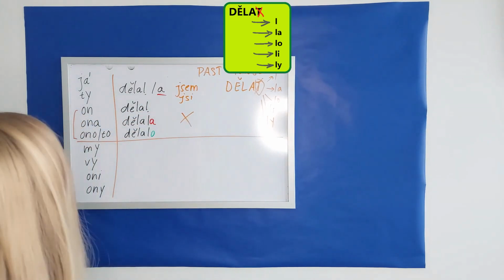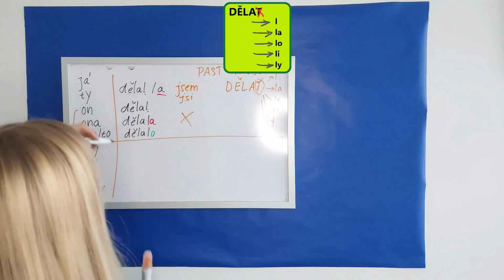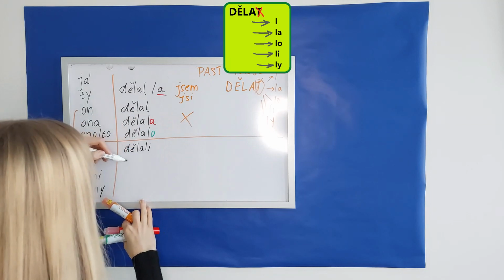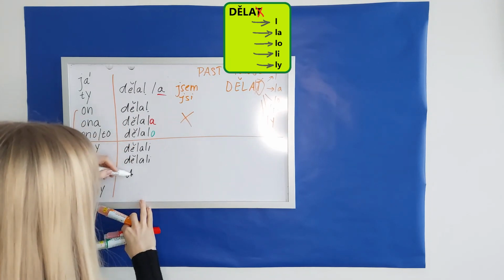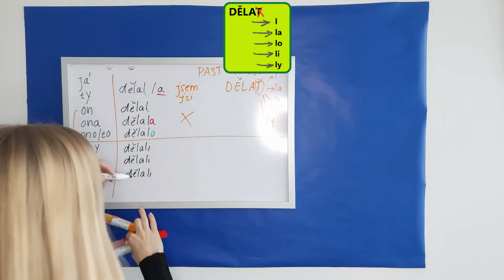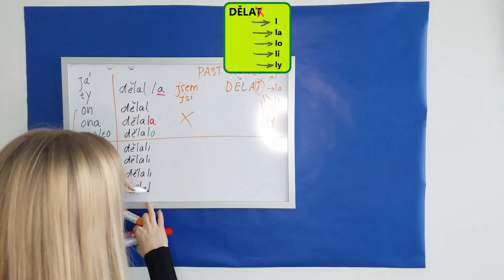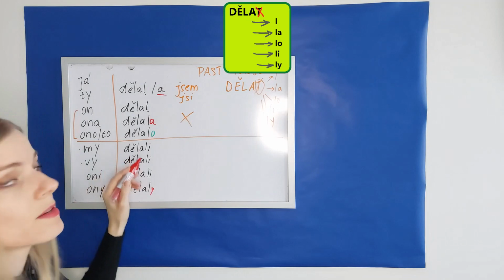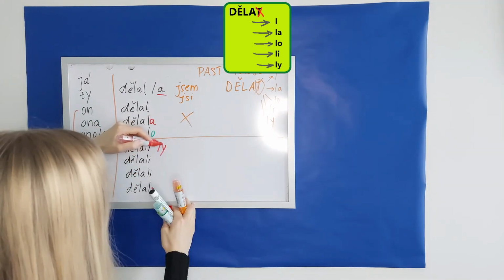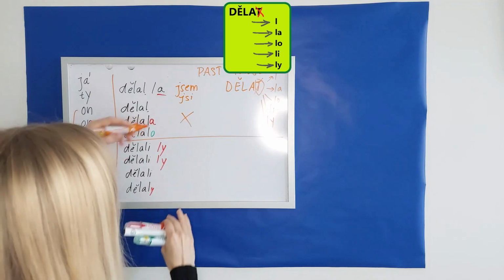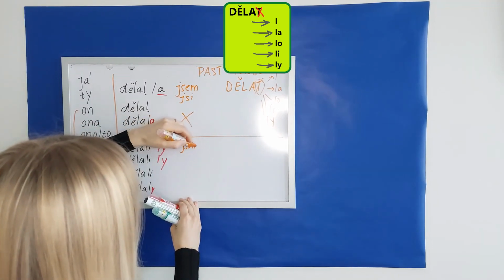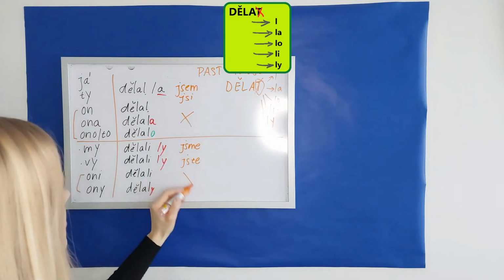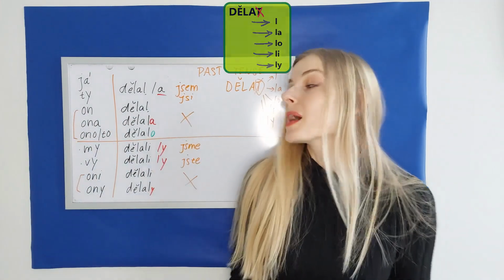Let's move on to the plural, my. Then we would use this ending. So we have dělal plus i. Dělali. For vy is also dělali. For oni is also dělali. And for oni it is only dělaly with y, because it implies it's women only. My, we, actually also can be speaking about women only. Y at the end. And then we have the auxiliary verb. My jsme, dělali jsme. Vy jste, dělali jste. And the third person has no auxiliary. So this is how the past tense is formed.